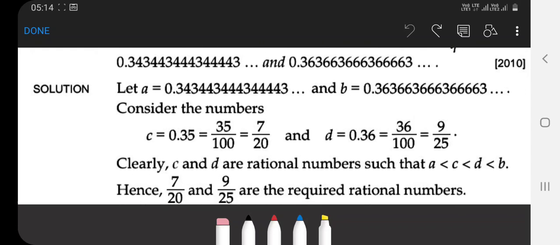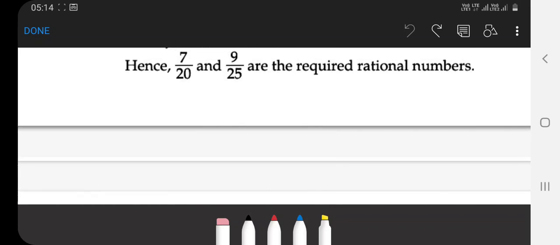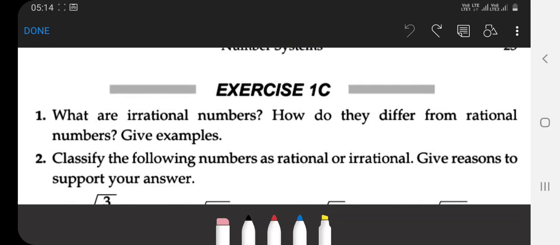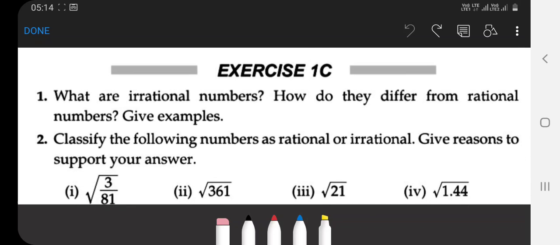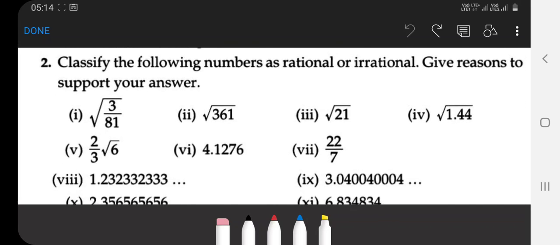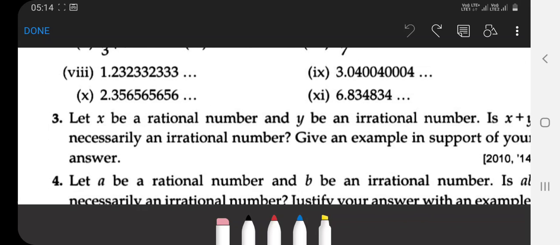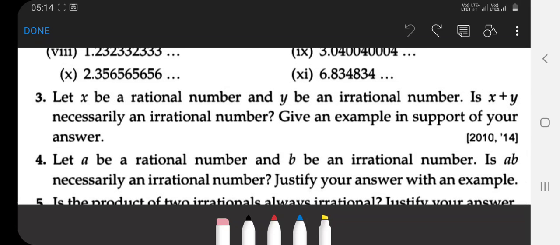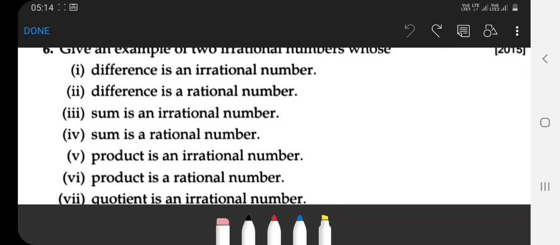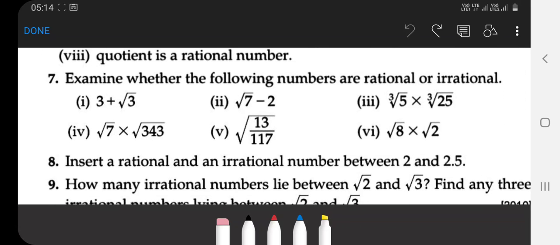So students, in this chapter we have done all these kinds of questions. I think you are now able to do all these kinds of questions. If you have any problem, you must ask me.